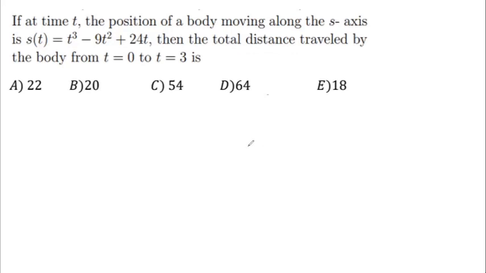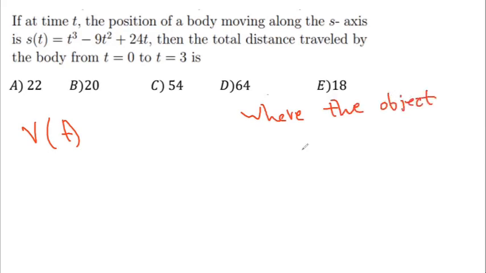Again, this is one of the trickiest questions in motion, even though it's easy, because most students will be tempted to do s of 3 minus s of 0. Now, this will only give you a displacement. It will not give you a distance. So this is why we need to find v of t. We need to know where the object might have changed its direction. If the object changed its direction, then this means we have to split the integral at that point.